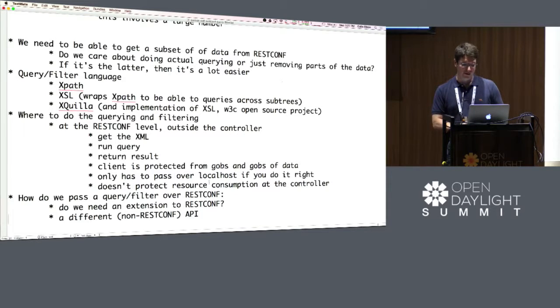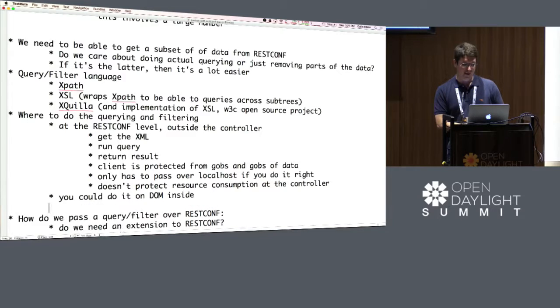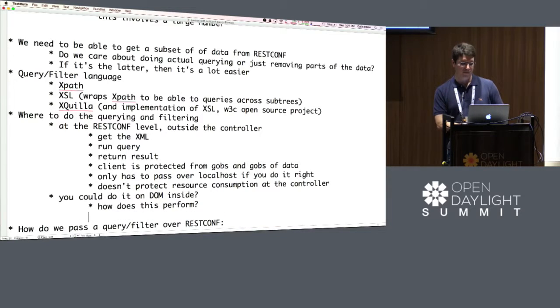So you do this at the RESTCONF level outside the controller. You could do it on the DOM inside. But I think the question is, how does this perform? And is the depth parameter performant? Because I think the depth parameter as it was implemented in draft 02 was removed because it literally did the whole query and then pruned it.